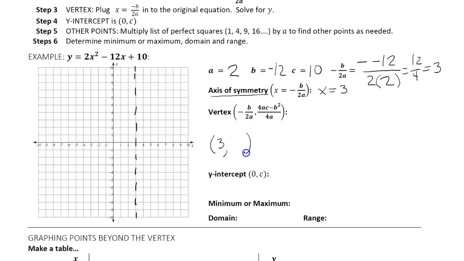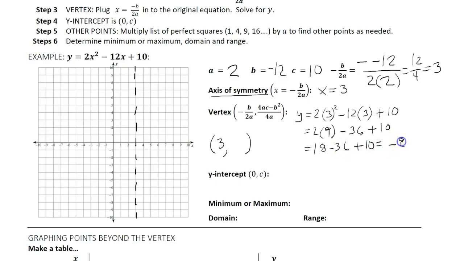To find the vertex, plug in the value x equals 3 into the function. Y equals 2 times 3 squared minus 12 times 3 plus 10. Don't forget PEMDAS. 2 times 9 minus 36 plus 10, which is 18 minus 36 plus 10 equals negative 8. So the vertex is 3, negative 8.